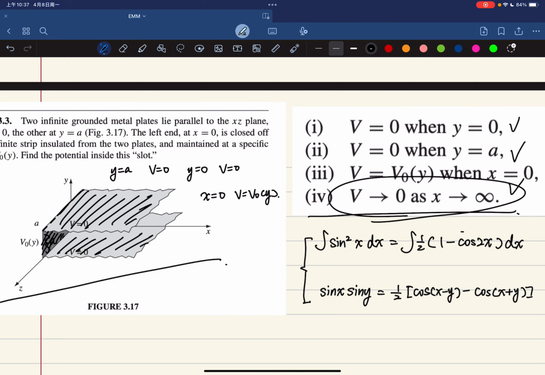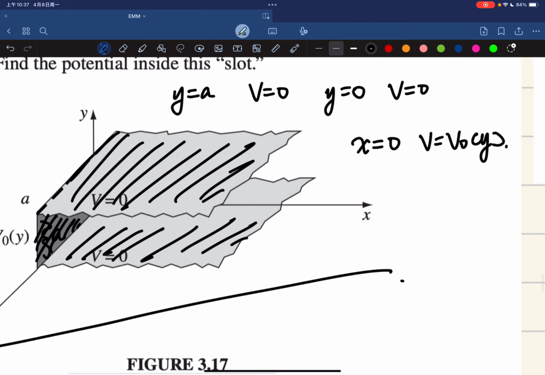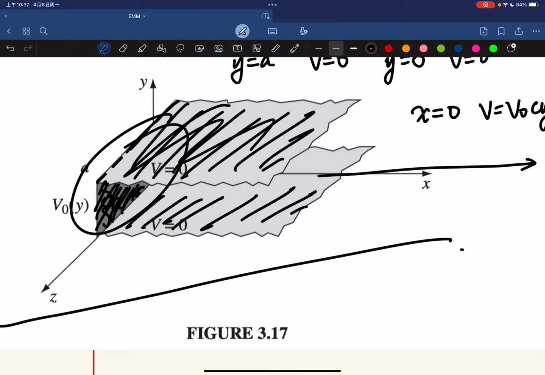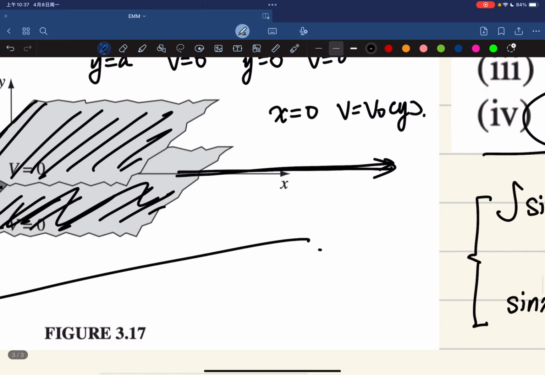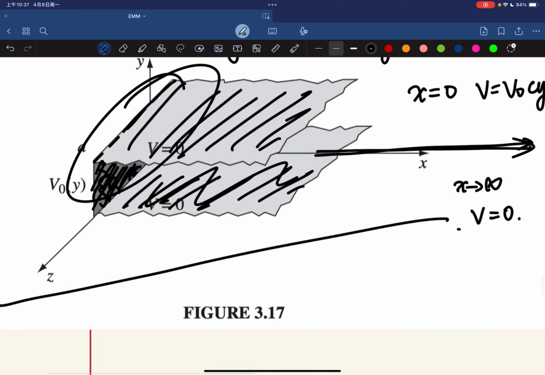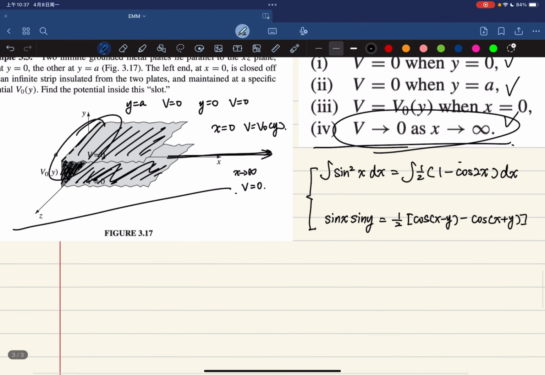What is this? As we can see, if x approaches infinity, which means it's really far away from this side. This side is the only side with a potential, and this is potential 0, this is potential 0. So when x is very far away, we know that the potential is going to be 0 because it's so far away from this side. Okay, so now we have all the boundary conditions.